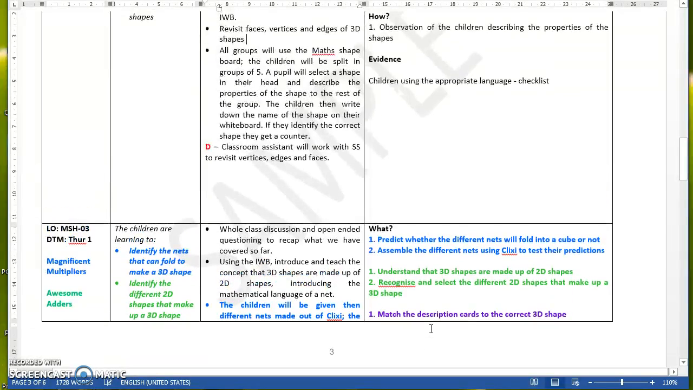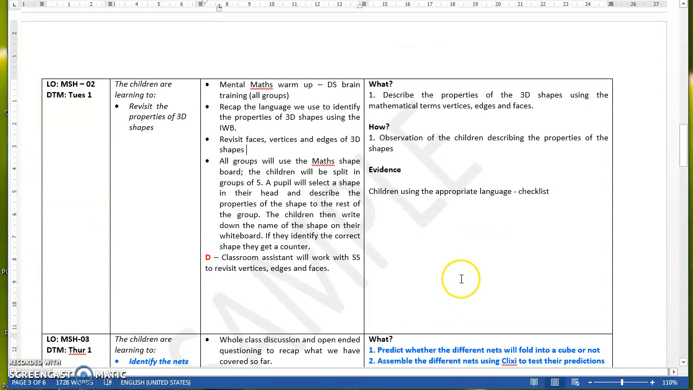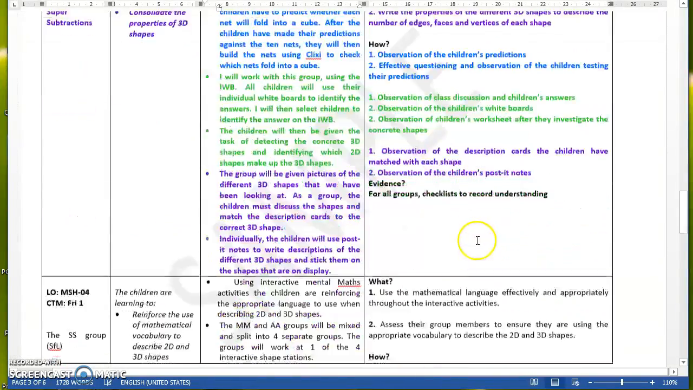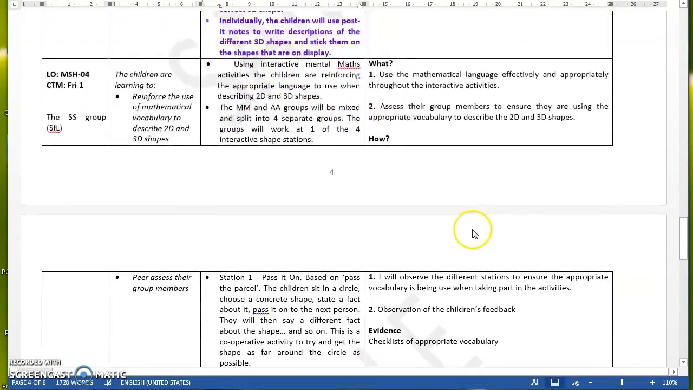So if I go back to lesson 2 here, you can see that what I want is for the children to be using appropriate language. We're talking about vertices, edges, faces. We're using the appropriate language of maths. That's what I want to assess. And you can see when we come down to lesson 4, I think, yes, we're looking at the same thing, appropriate vocabulary. So we're not always looking to assess different things all of the time. Sometimes we're looking to assess the same thing, and we're working on different activities to enable the children to reinforce that and to consolidate that type of learning.